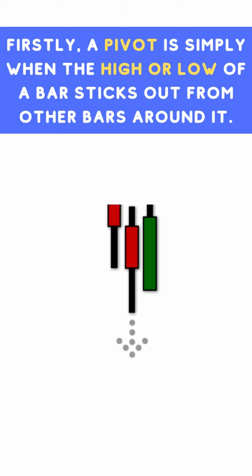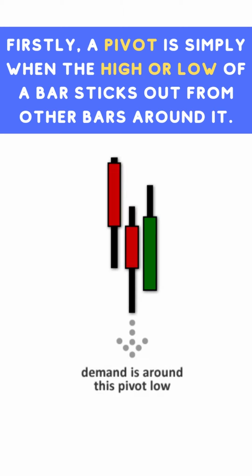If the pivot is a pivot low, meaning if the lows of other bars around it are higher, then we know there is demand around this pivot.